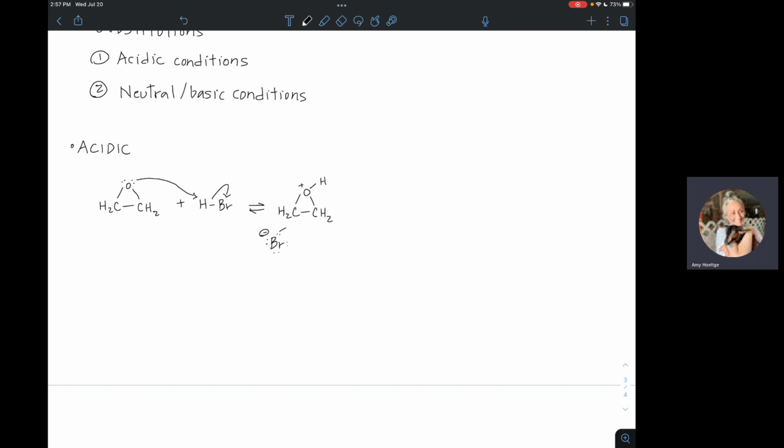And it's going to attack one of the carbons. In this case, they're both the same, so it doesn't matter. And very quickly, you end up with your alcohol and the bromine attached at the other end.